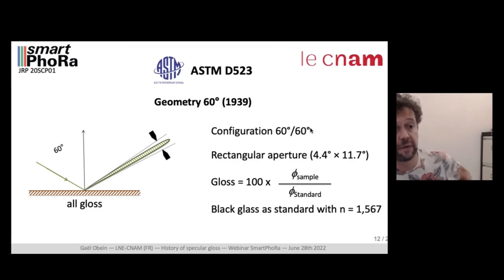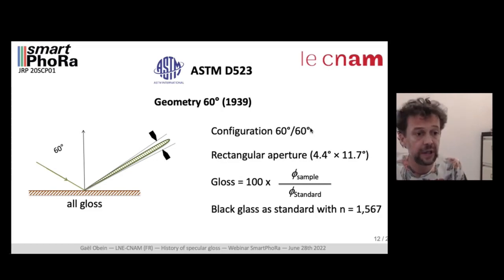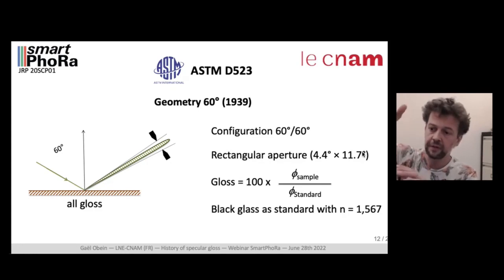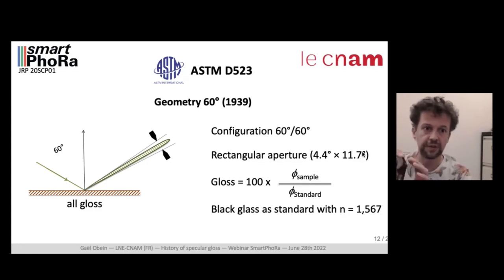What do we have in the D523? We have this 60 degree geometry. It's published in the first version, published in 1939. The rectangular aperture is quite large. In fact, it's rectangular, and the angle is larger in the azimuthal direction than in the zenithal direction. It's put like this.